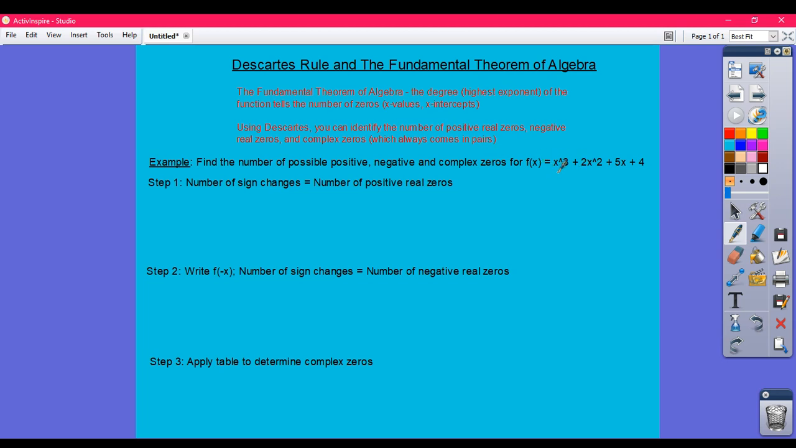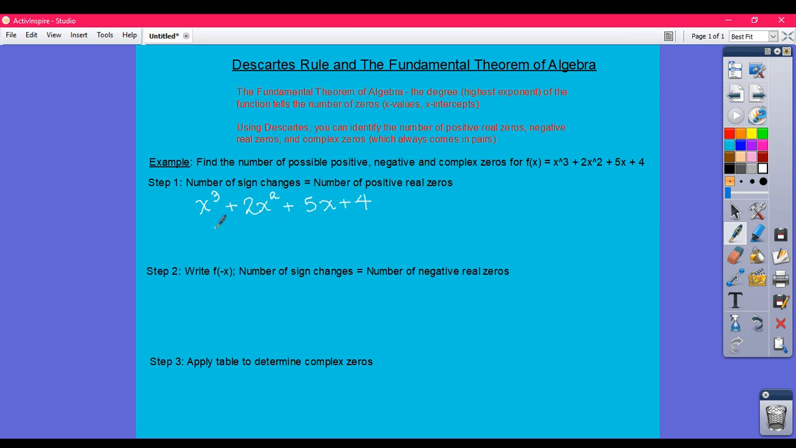So for the first example, I'm going to give you a function, x to the third power plus 2x squared plus 5x plus 4. Now, using Descartes, we'll be able to identify the number of positive real zeros by counting the sign changes. So I'm going to write this function down: x to the third plus 2x squared plus 5x plus 4.